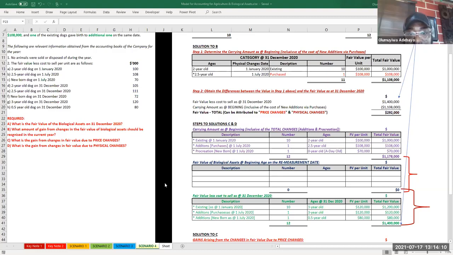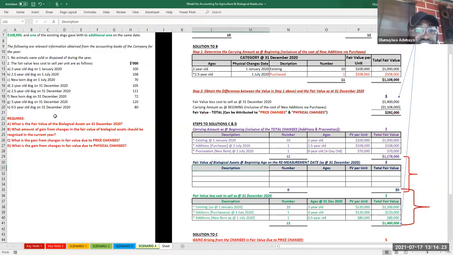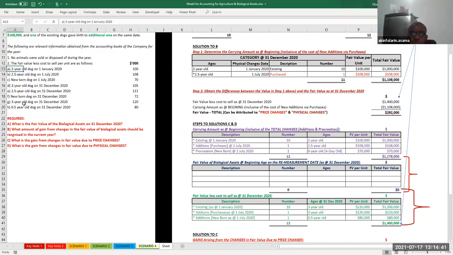Look at what is our remeasurement date. Our remeasurement date is the reporting period. Let us assume there is no physical changes in that asset. There's no physical changes in those dogs that we had, which were 2-year-old last year, as at 1st of January 2020. Let's assume that they are still 2-year-old as at December. They didn't grow. What will be their value if they don't grow as at the reporting date? It is 105. Abi?